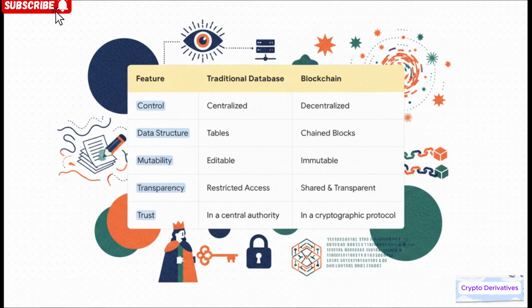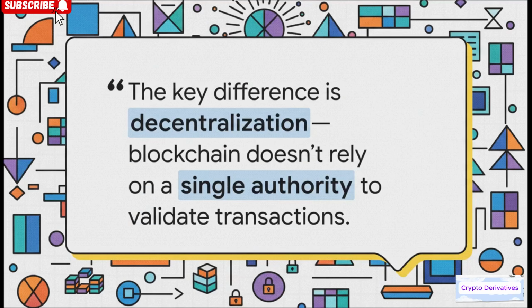But the absolute killer difference is that last row, the trust model. In a traditional system, you have to trust an institution, a company, a person. With blockchain, you don't trust a person, you trust the protocol, you trust the math and the code itself. And that really is the headline here. If you remember one thing, it's this. It all comes back to that one core idea, decentralization. By getting rid of the need for a single central gatekeeper, blockchain completely changes the rules of the game.